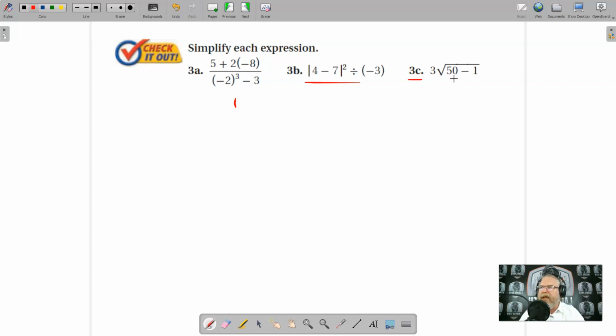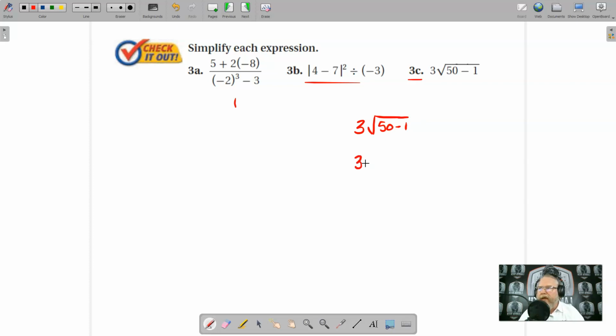Let's look at 3c. This is a radical symbol here, and the value underneath the radical symbol is called the radicand. So we have to deal with the radical symbol first. So let's do a rewrite. 3 times the square root of 50 minus 1. So we need to simplify the radicand. That is the number underneath the radical symbol.